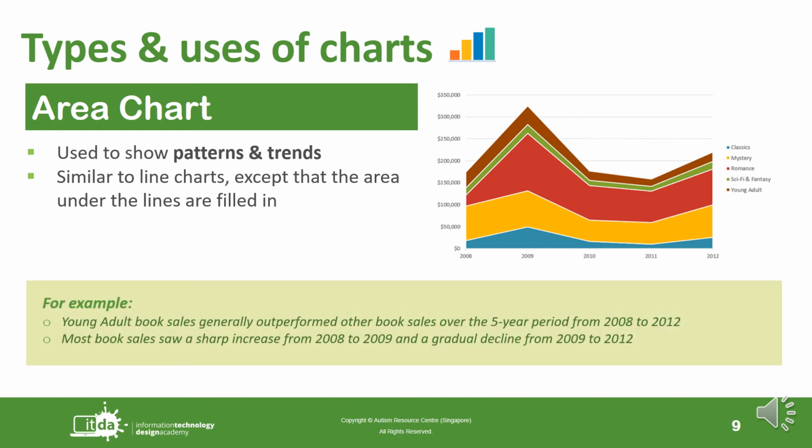So if you were to read the area chart, this is what you would say. Young adult book sales generally outperform other book sales over the 5-year period from 2008 to 2012. Or most book sales saw a sharp increase from 2008 to 2009 and a gradual decline from 2009 to 2012.